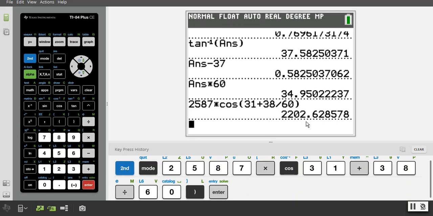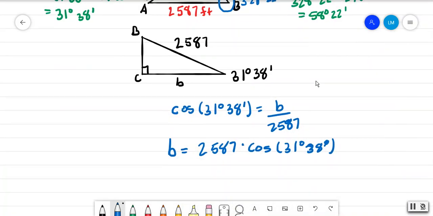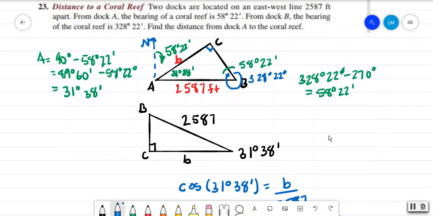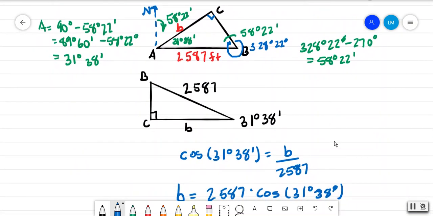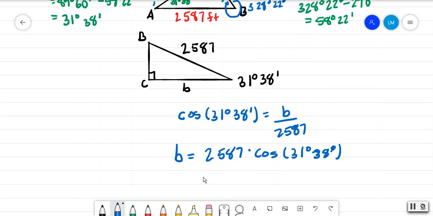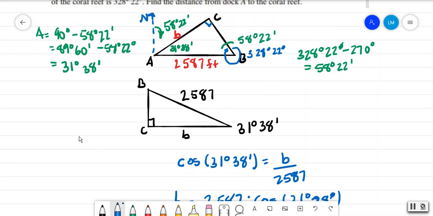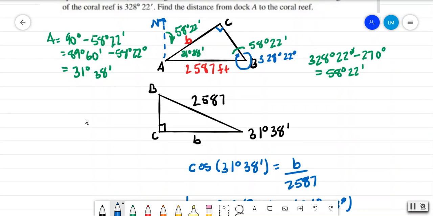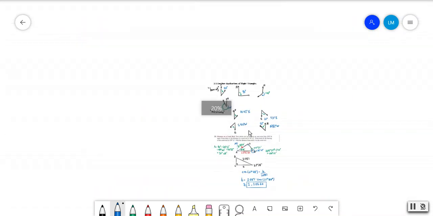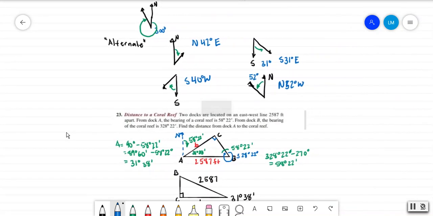And it looks like if we round to the nearest foot, we find that that's going to be 2,203 feet. So that's the answer. And that's just by using some bit of trigonometry and using what we just learned as it relates to the bearings.